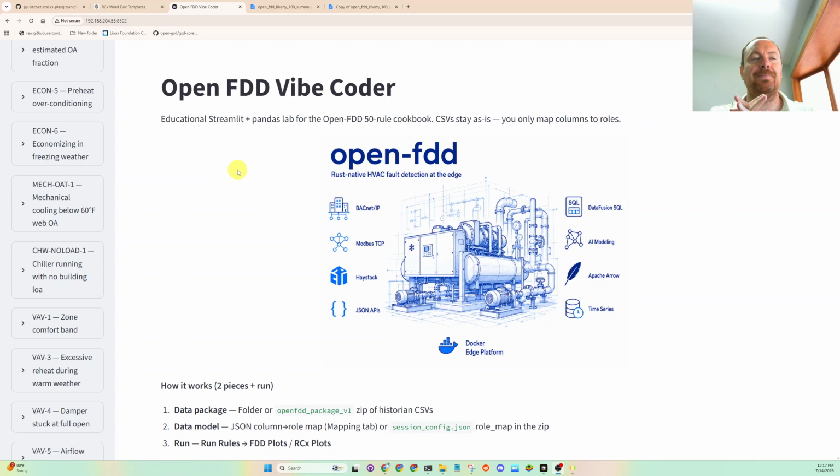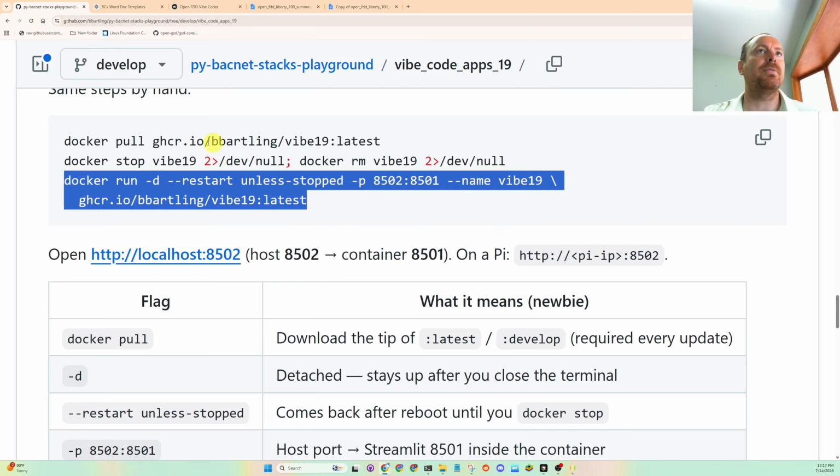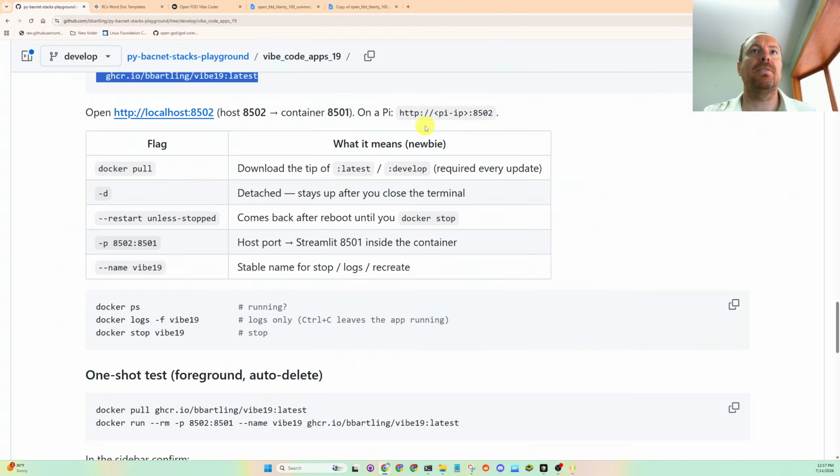So there's a couple different dashboarding frameworks out there, and I'm just using Streamlit to vibe code our fault detection application. And then also where this is, in the Vibe Code App 19.